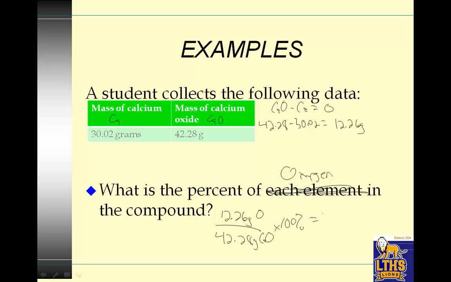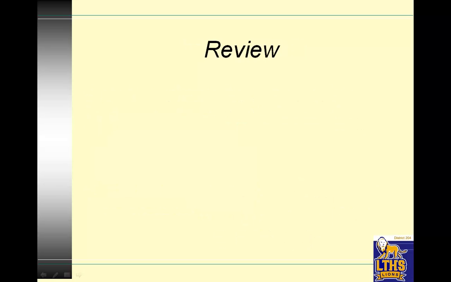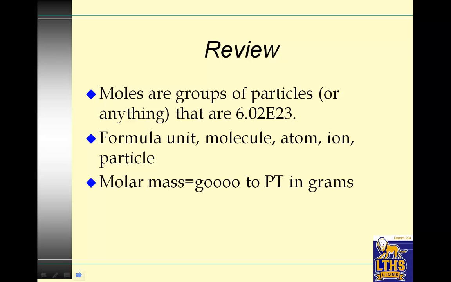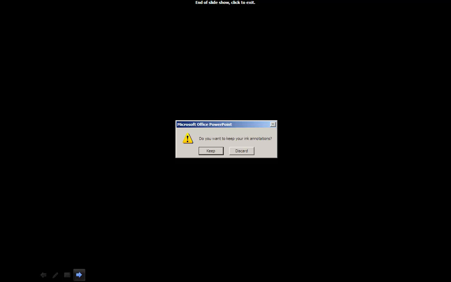So 29.0%. Oh, I think we're almost done. Review! Woo! Moles of groups of particles are anything that are 6.02 times 10 to the 23rd. Formula unit, molecule, atom, ion, or particle. You should be able to identify those. Molar mass equals go to the periodic table. And that is it. So I hope you're enjoying your small world and having a wonderful 2013.